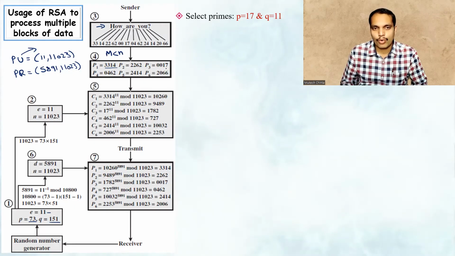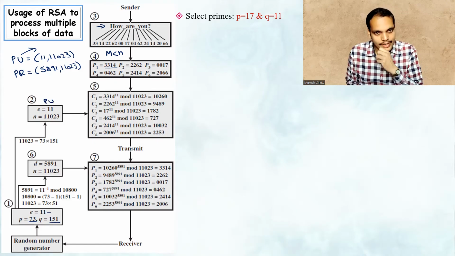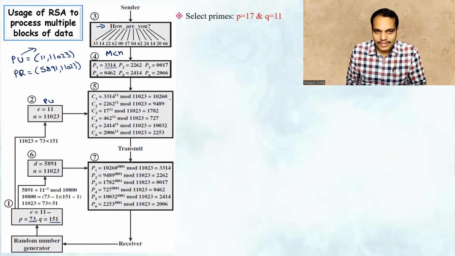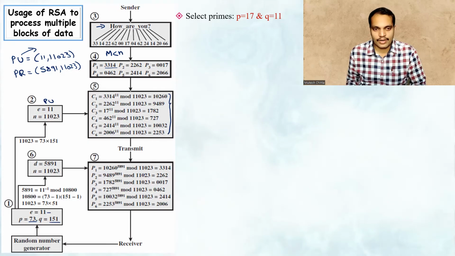So P1, P2, P3, I have broken it into blocks, and each block is subjected to the encryption using the public key. This is your public key. When you do 3314 to the power 11 mod so and so, after all the calculations, you get this. These blocks are concatenated and sent to the receiver. At the receiver, these blocks are subjected to the decryption using the private key. I have the private key. I do everything once again, and then you tally what you get.